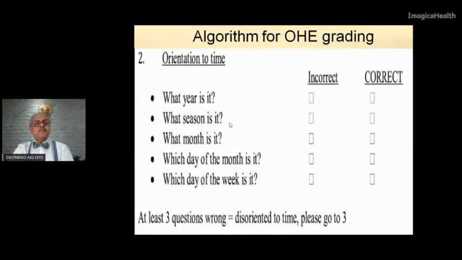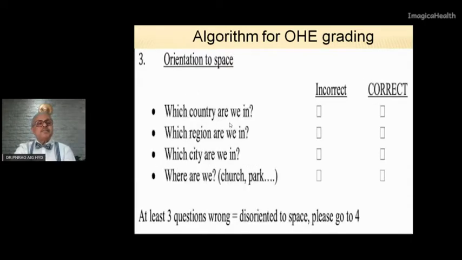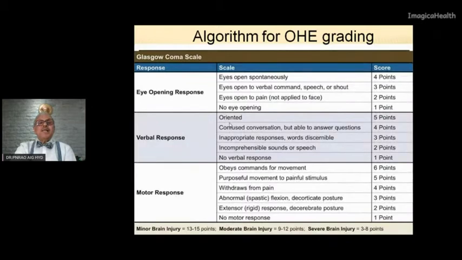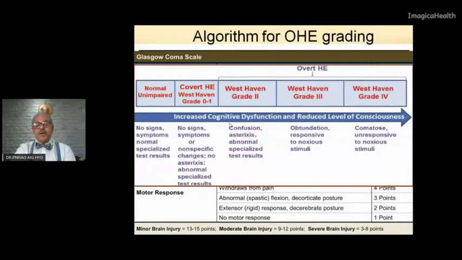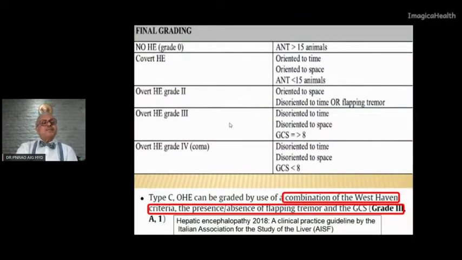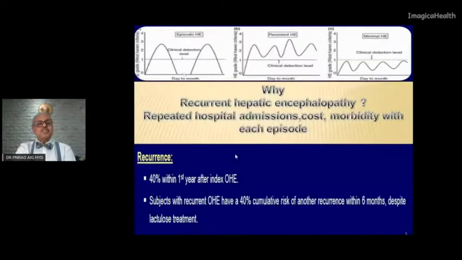First thing is you have to go to the animal naming test. Then the orientation to time is also some kind of semi-objective measurement. Then orientation to space. And then we know that the Glasgow Coma Scale is there, and the West Haven criteria from grade 1 to grade 4. For arriving at a final grading, they took a combination of the West Haven criteria, made it semi-objective with orientation to space and time, the presence or absence of flapping tremors, and GCS, and put all these into one kind of grading. This is purely for the purpose of discussion, and points we are going to have during the discussion time.